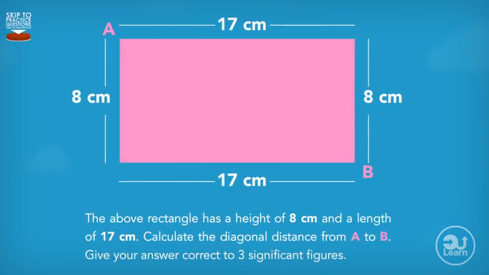Another example can be, the above rectangle has a height of 8 centimeters and a length of 17 centimeters. Calculate the diagonal distance from A to B. Give your answer correct to 3 significant figures.